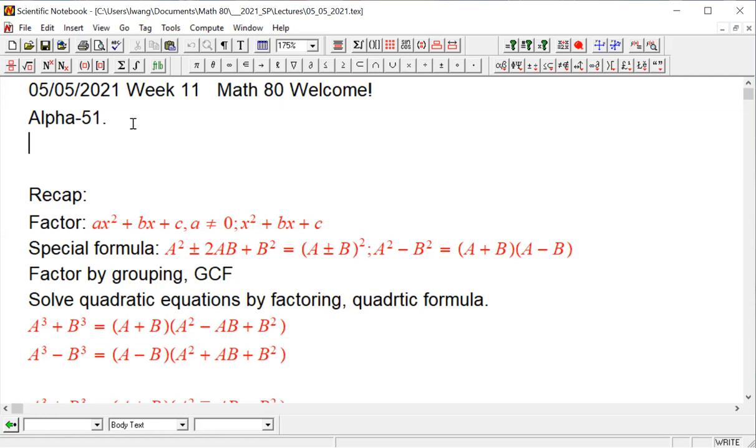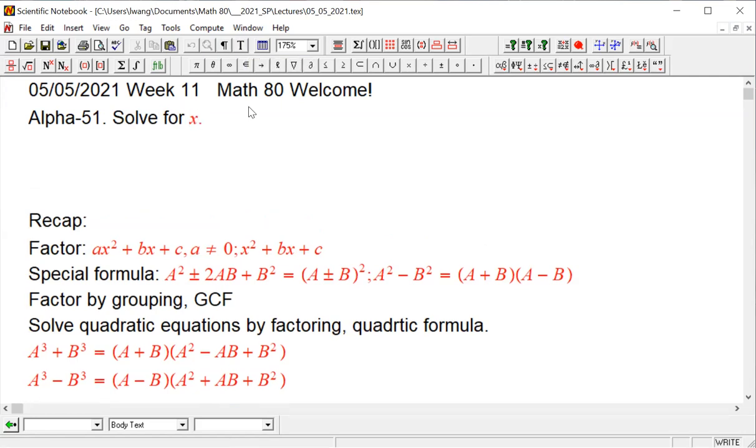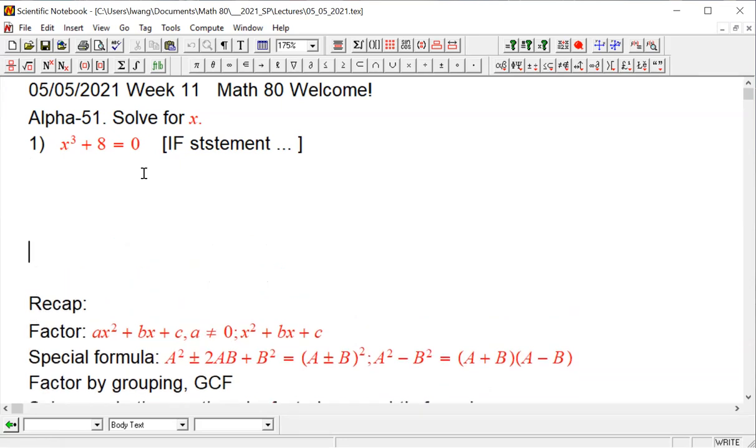All right, so alpha 51, solve for x. In this case, solving for x, we were not specifically asked to find real numbers, so any number, right? Let me show you an example. Number 1, we've got x to the power 3 plus 8 equals 0. Of course, this is an if statement, and with that if statement, we're trying to solve it.